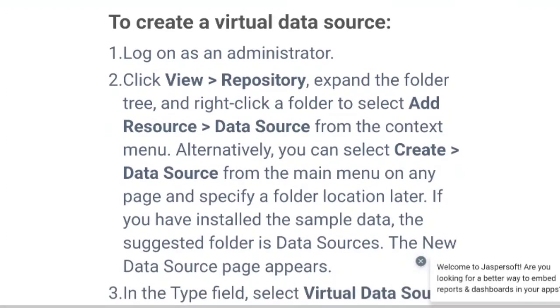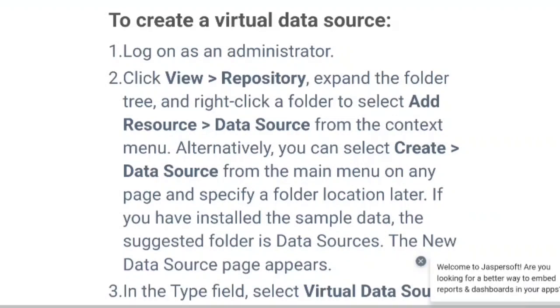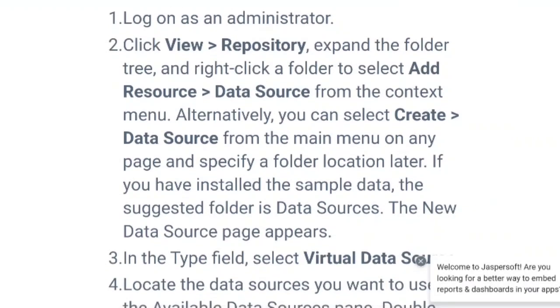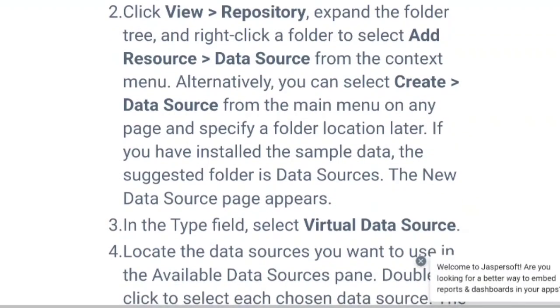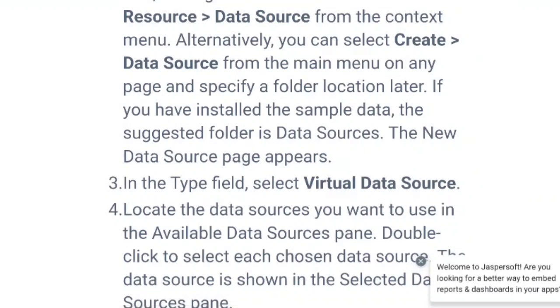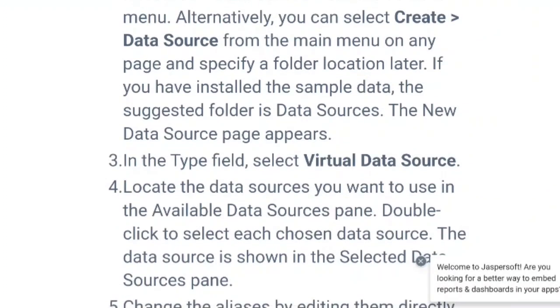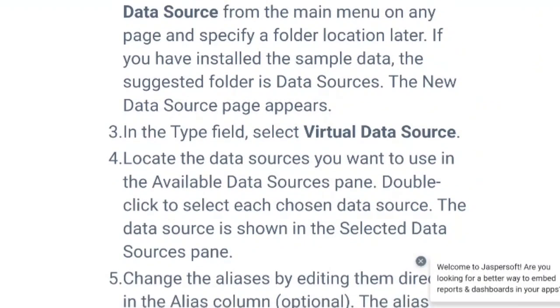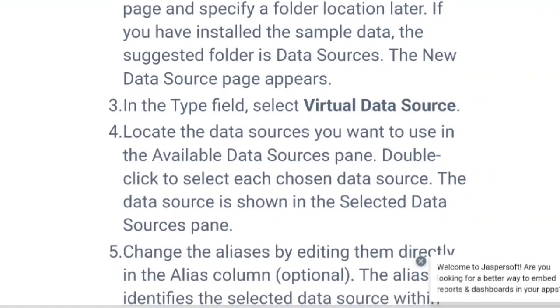To create a virtual data source, log in as an administrator, click View Repository, expand the folder tree, and right click a folder to select Add Resource, Data Source from the context menu. Alternatively, you can select Create Data Source from the main menu on any page and specify a folder location later. If you have installed the sample data, the suggested folder is Data Sources. The new data source page appears.